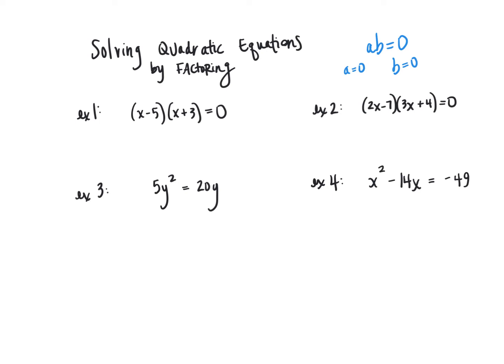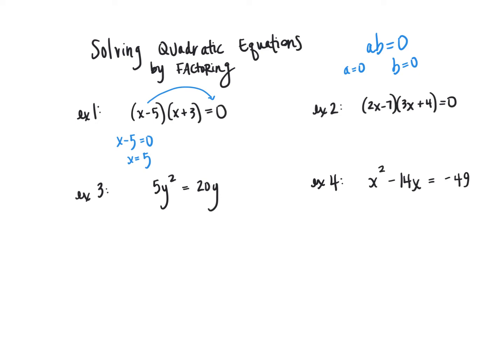So notice in example 1 and 2, that is already true. And in example 1 and 2, these are already factored. If I were to multiply the left side, I would get a quadratic. So these are already in factored form. In example 1, I could say, okay, x minus 5 is a factor. If that equals 0, I'm going to get a solution. Well, I solve that and I have x equals 5.